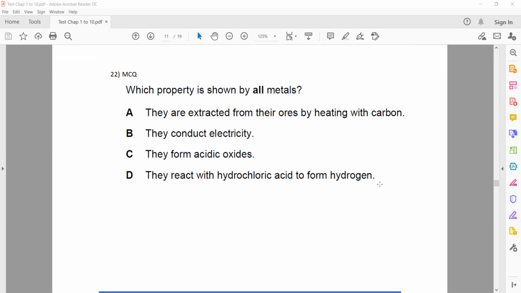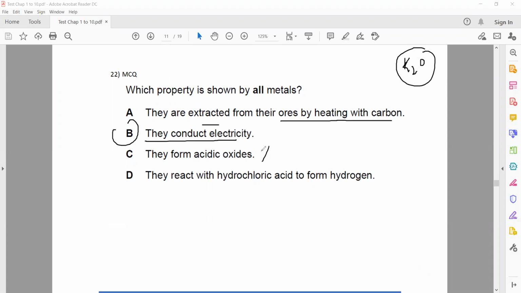Which property is shown by all metals? They are all extracted by heating with carbon? They are extracted from the ore by heating with carbon? No, all metals cannot be extracted by carbon. For example, more reactive metals such as potassium or its compounds, you cannot heat with carbon. So they all conduct electricity.